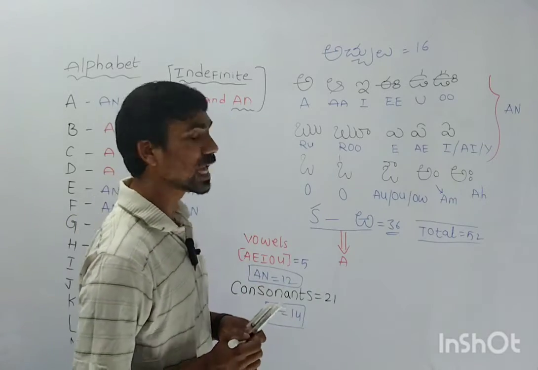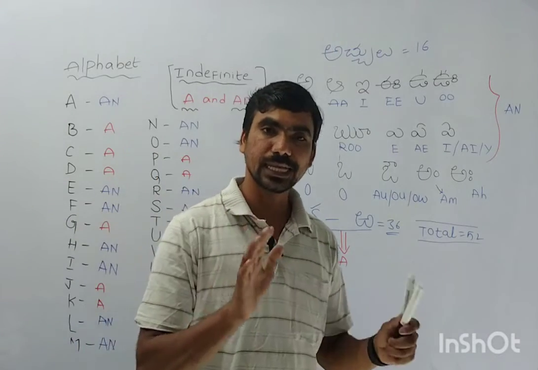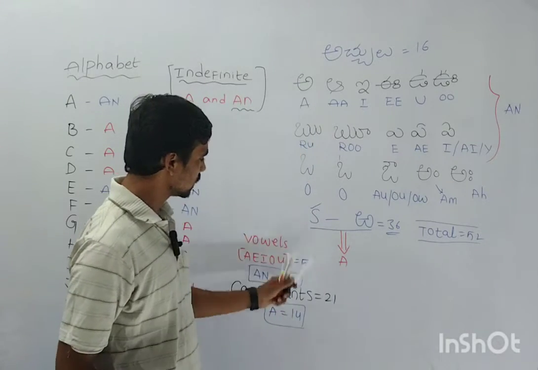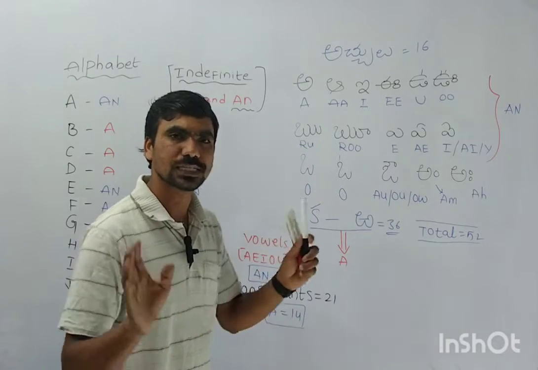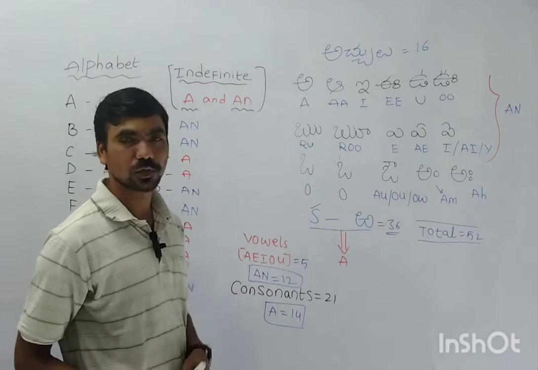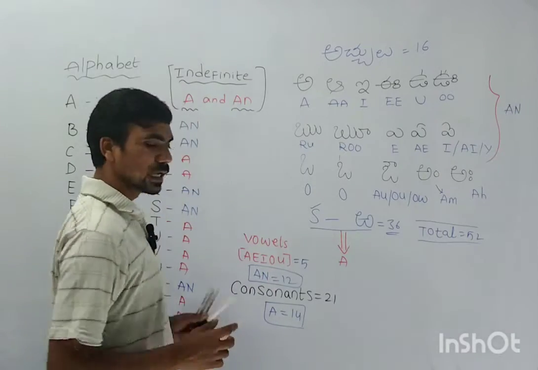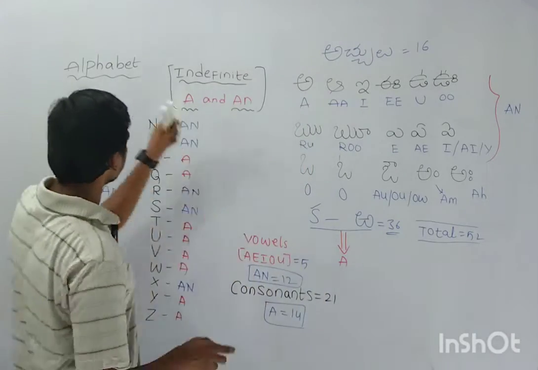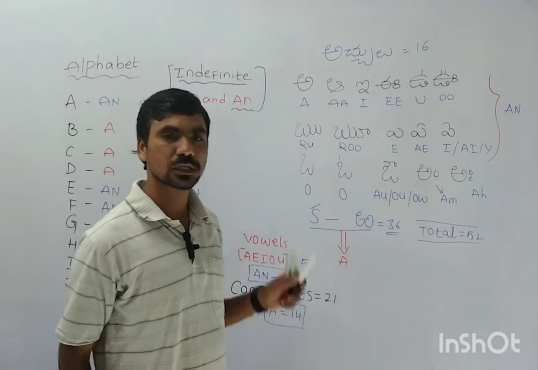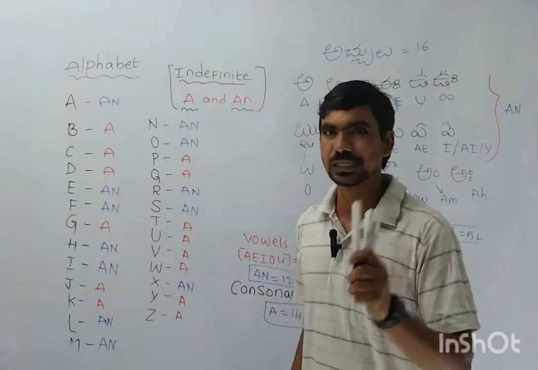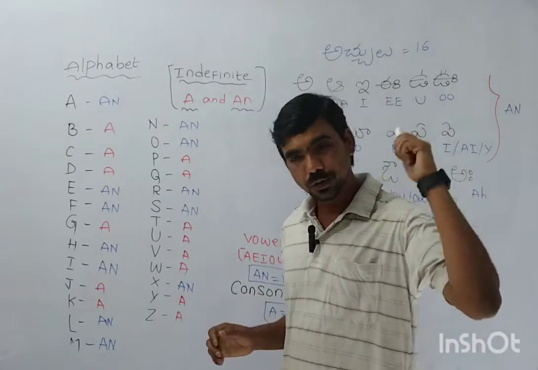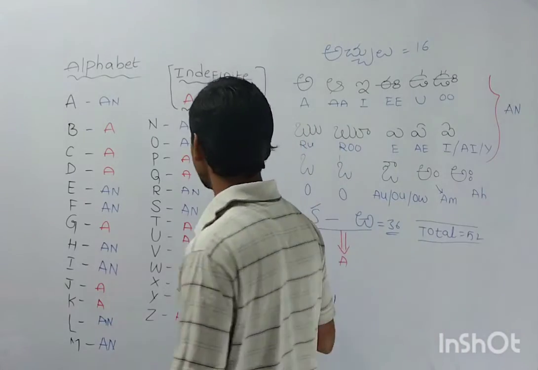Okay, I told you how to use the indefinite articles a and an. I hope this is clear. I will give some examples now so you can easily identify. This is an introduction class. If you can't understand, you can watch it twice or thrice, and then you will understand.